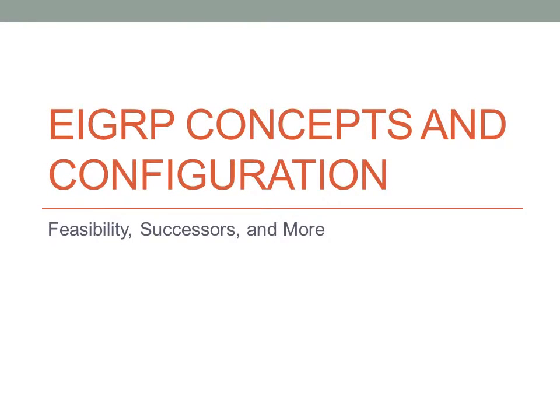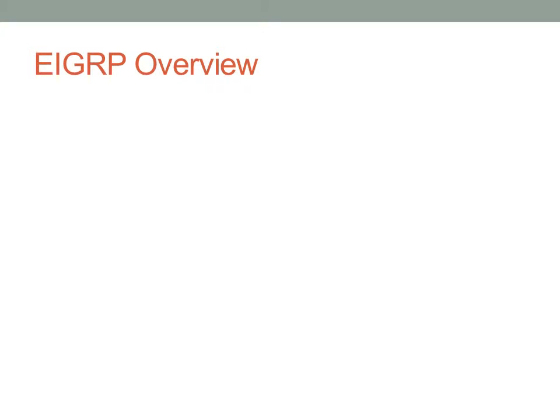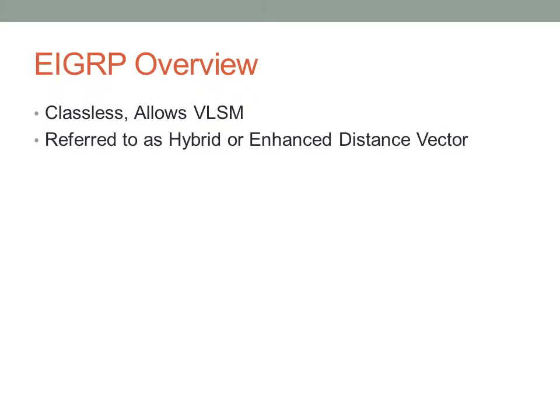Alright, so the next routing protocol we're going to talk about is EIGRP. EIGRP is a classless routing protocol, much like OSPF. It allows VLSM, just like OSPF. It's referred to as a hybrid routing protocol, or, in my opinion, more accurately, an enhanced distance vector protocol.